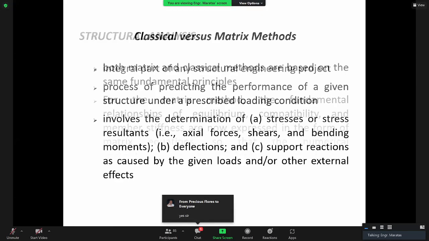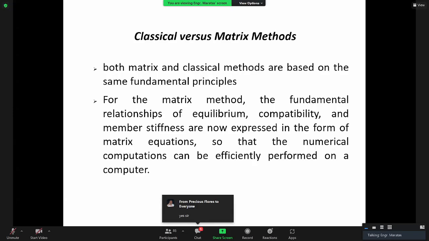That structural analysis is part of the process when you design structures. So you need to find the shear, moment, axial loads, or axial stresses. Of course, you need to check the deflections.